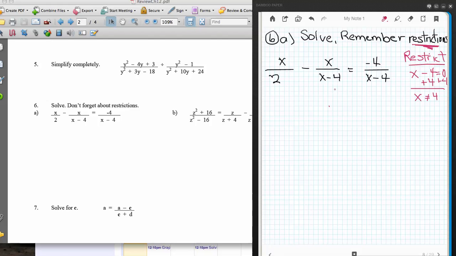All right, so moving on, we now need to clear this equation of fractions. So my LCD is going to be 2 times x minus 4, because those are all my denominators. Now we're going to multiply every single term by 2 times x minus 4. 2 times x minus 4 there, 2 times x minus 4 there, 2 times x minus 4 over here. 3 terms, 3 multiplications of 2 times x minus 4. And then when we clear, we cancel.